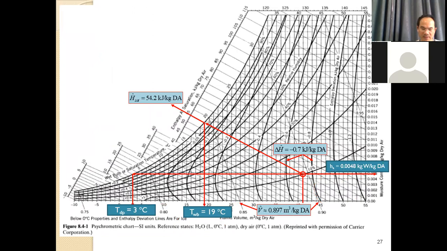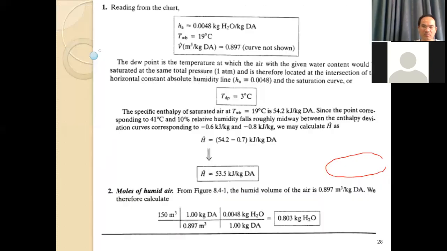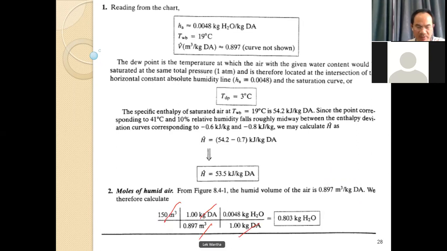This is absolute humidity, 0.0048 kilogram water per kilogram dry air. That means 1 kilogram dry air includes 0.0048 kilogram water. And then you can calculate kilograms of water. Kilogram dry air cancels, cubic meter cancels, and you get kilogram of water.